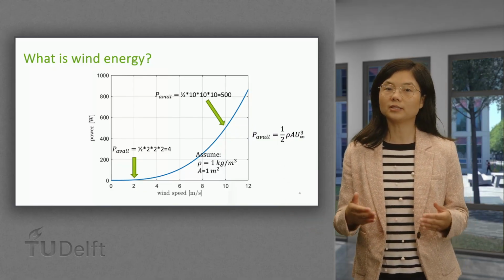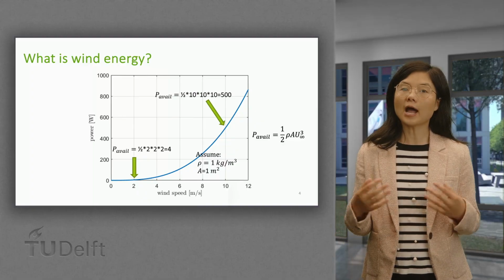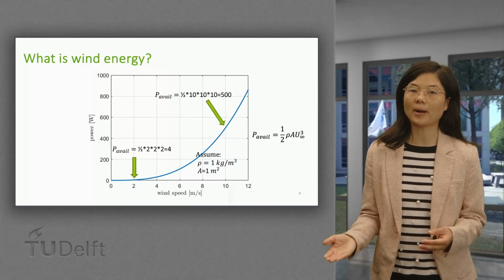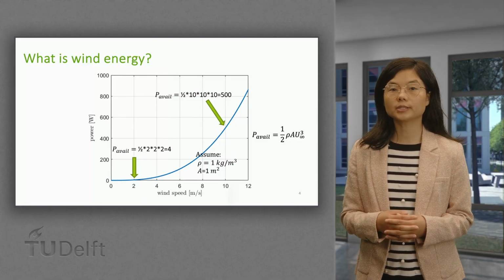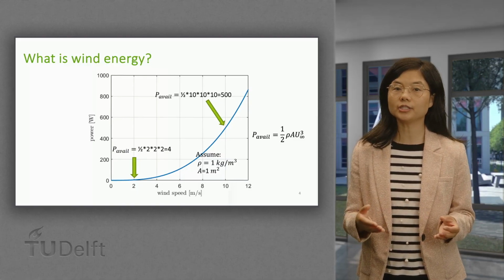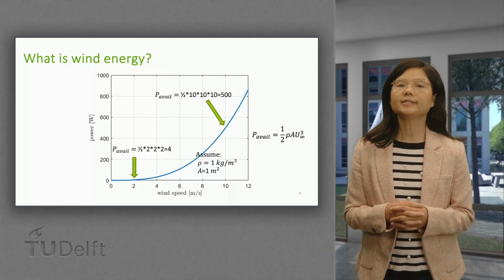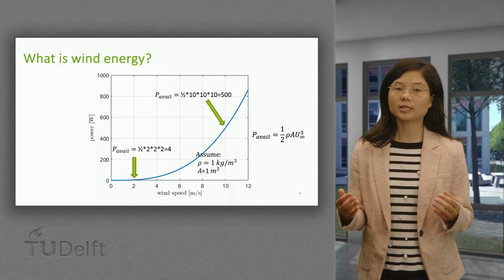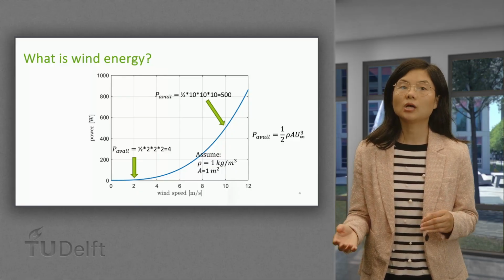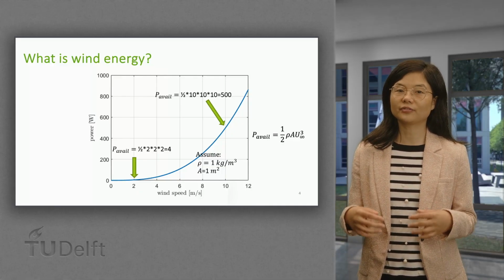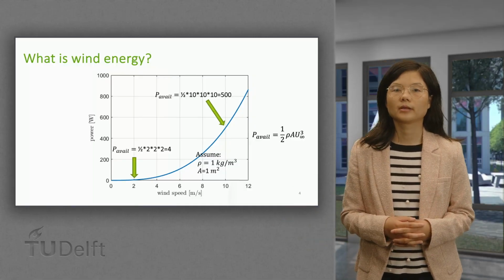A 5 times increase in wind speed leads to more than a 100-fold increase in available power. It shows how sensitive wind energy is to wind speed. This is why wind farms are typically located in regions with consistent and sufficiently strong wind.